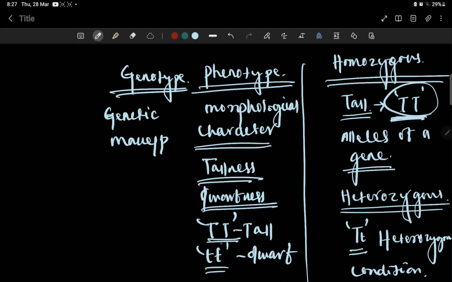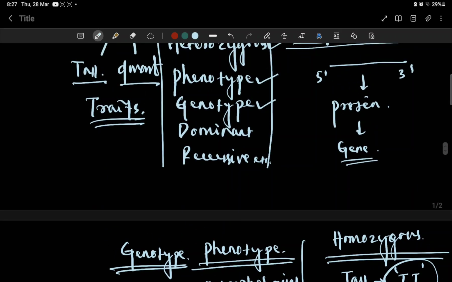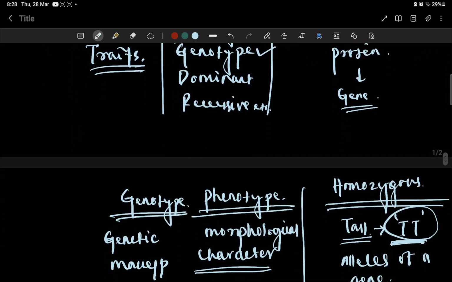Here we have taken tall as capital T, dwarf is small t. So the genetic makeup is capital T or small t. This is how phenotype and genotype are different from each other. We understood what is phenotype and genotype. Now we will understand what is dominant and what is recessive.